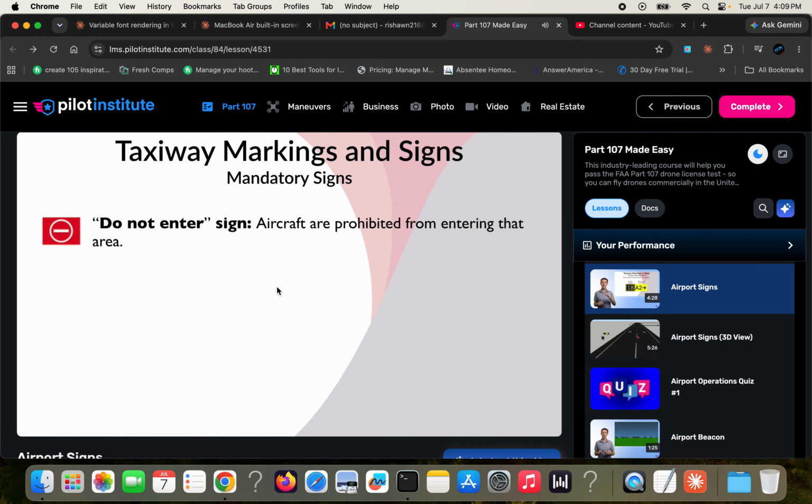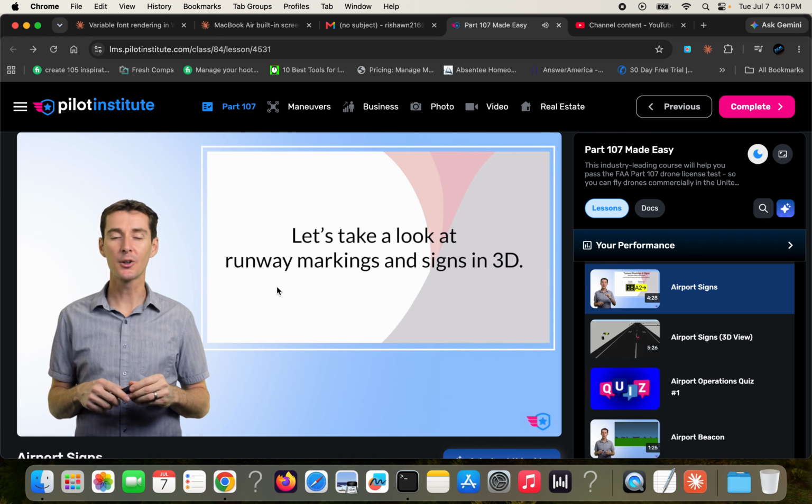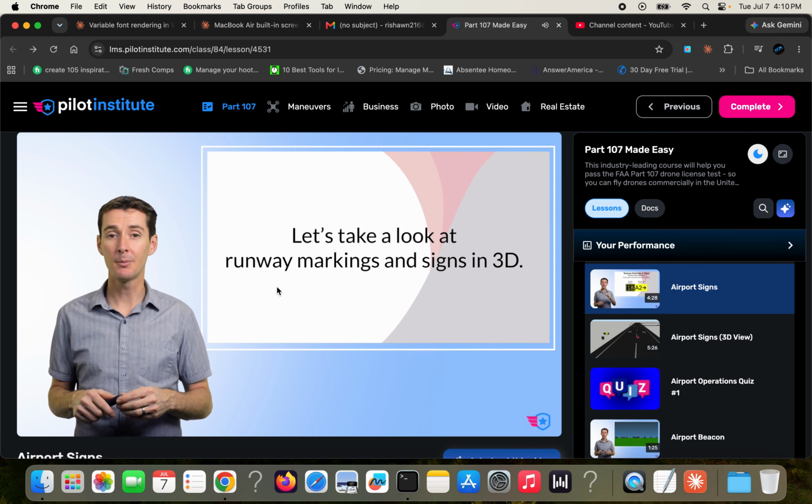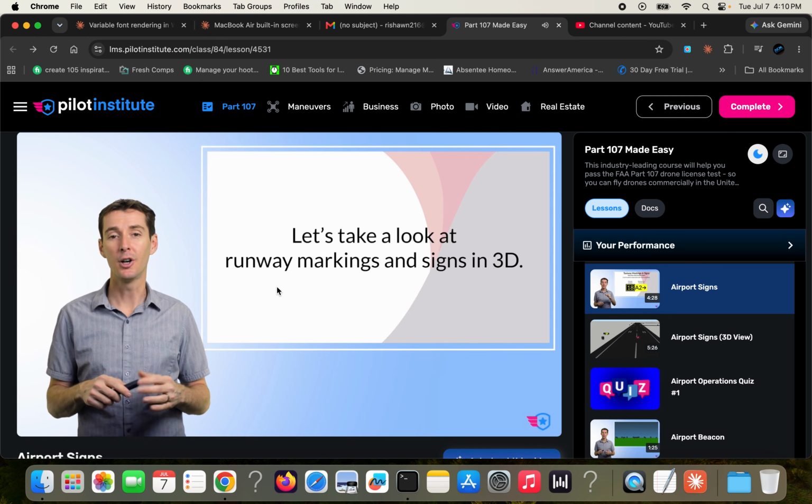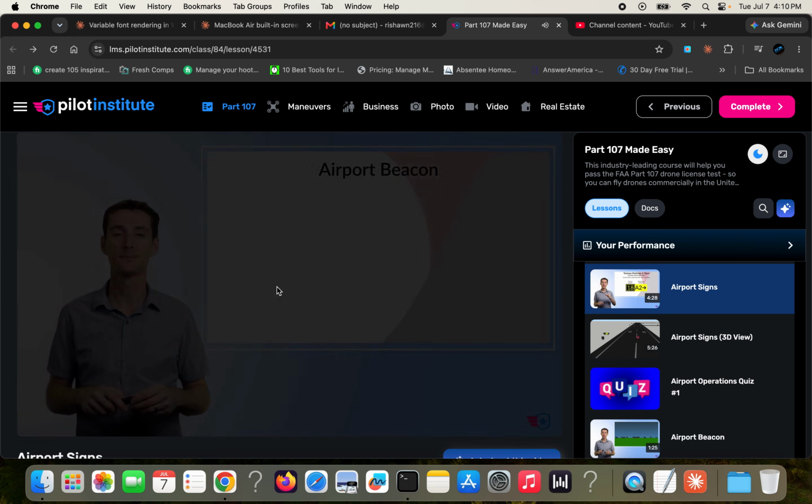The last kind of marking that I want to show you is the do not enter sign. Aircraft are going to be prohibited from going past this sign, just like it would be if you see the sign on the road. All right, let's go ahead and take a look at all these runway markings and these taxiway signs in the 3D model so you can get a bigger picture of what it looks like in real life.